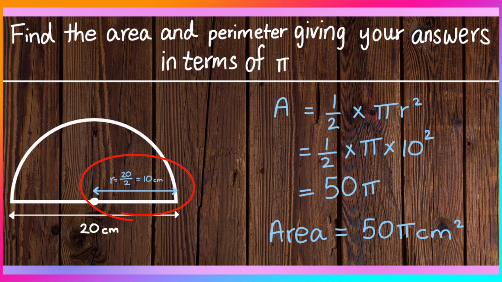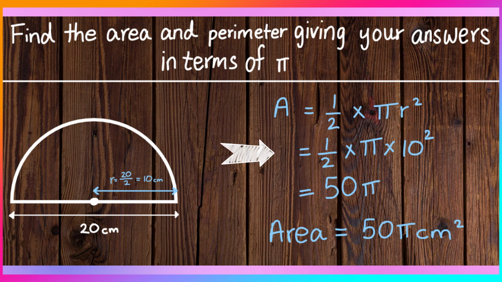In order to find the radius when the diameter is given, we simply divide the diameter by 2. Remember that the diameter is 2 times the radius. So, the radius is half the diameter. So, in this case, we divide 20 by 2 to get the radius as 10 centimeters. Substitute 10 centimeters as the radius, r, in the formula.